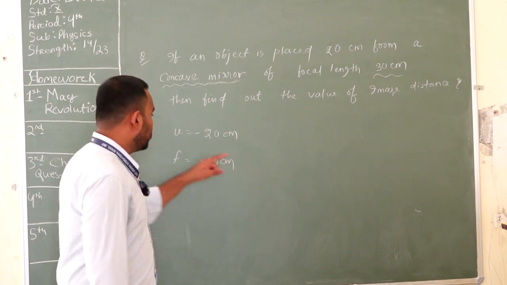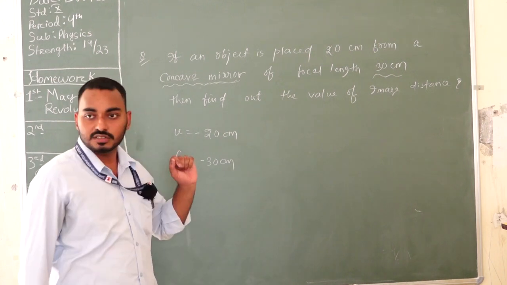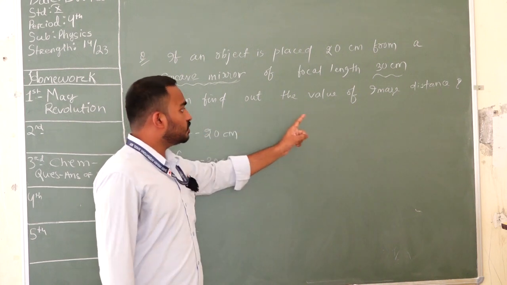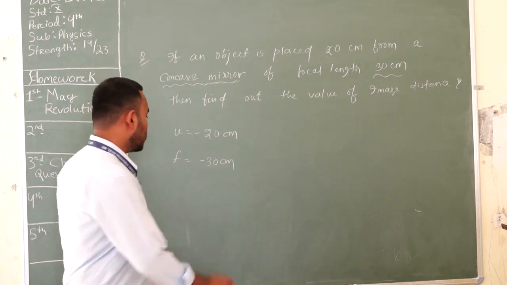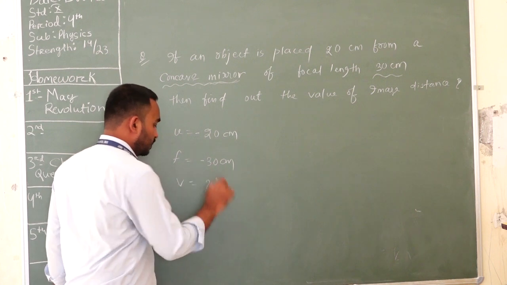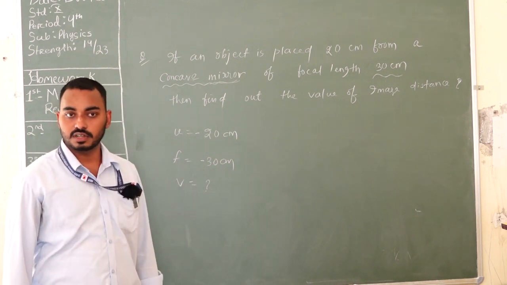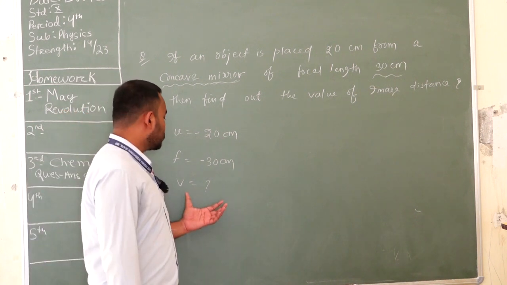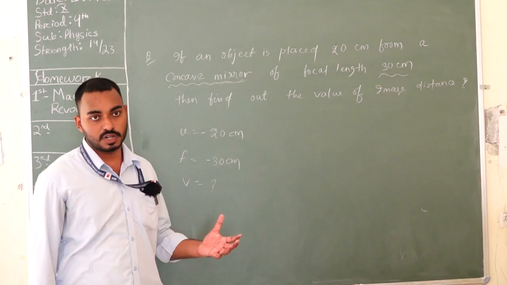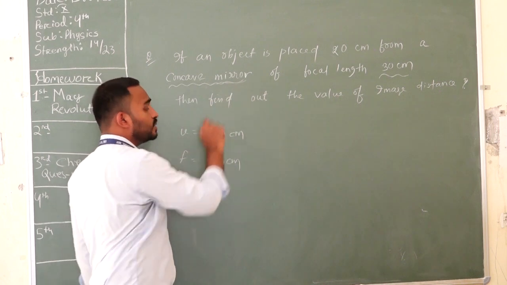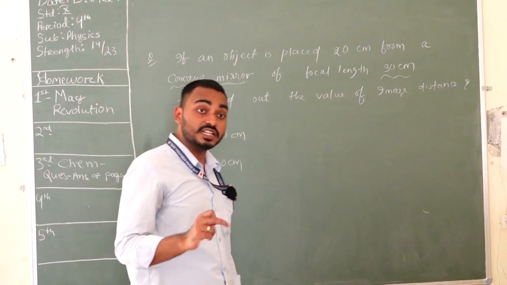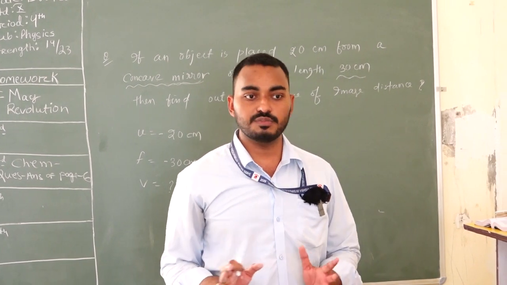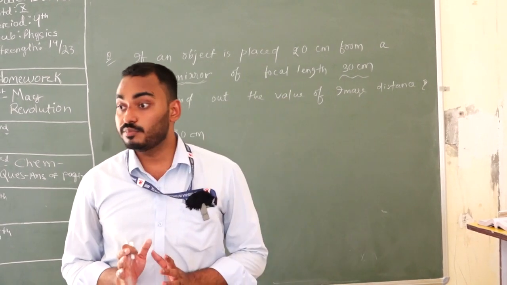Right? U is also minus, F is also minus. What you have to find out? Here it is given: find out the value of image distance. That means V we have to find out. Clear? We are going to solve this numerical by the mirror formula, because it is given as a concave mirror. If it is given as a convex lens, we have to use the lens formula. As it is given as a concave mirror, we have to use the mirror formula.